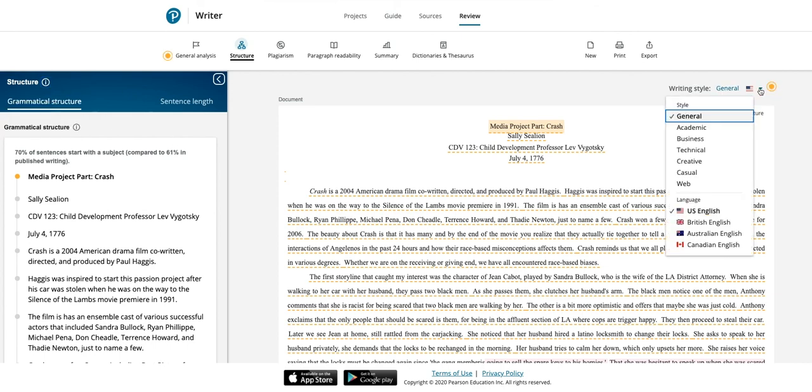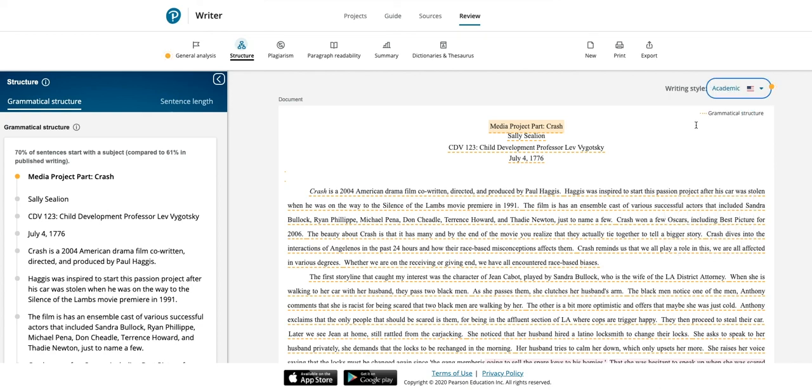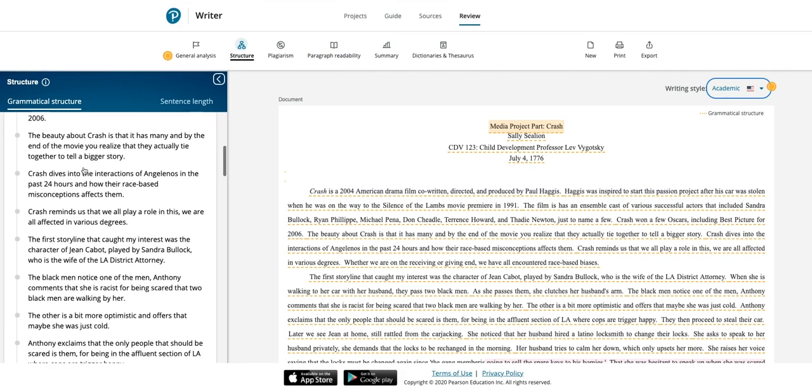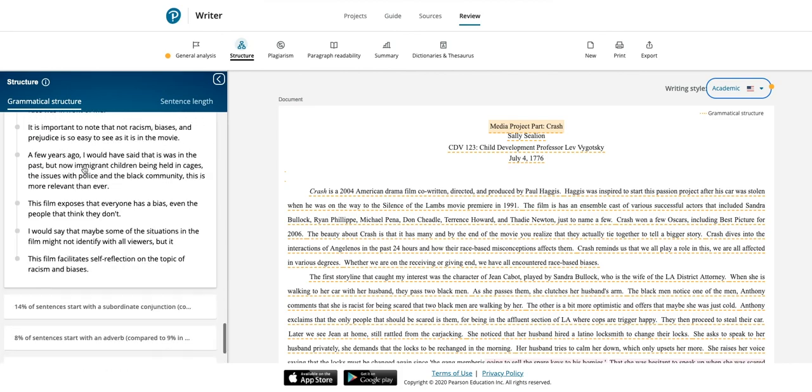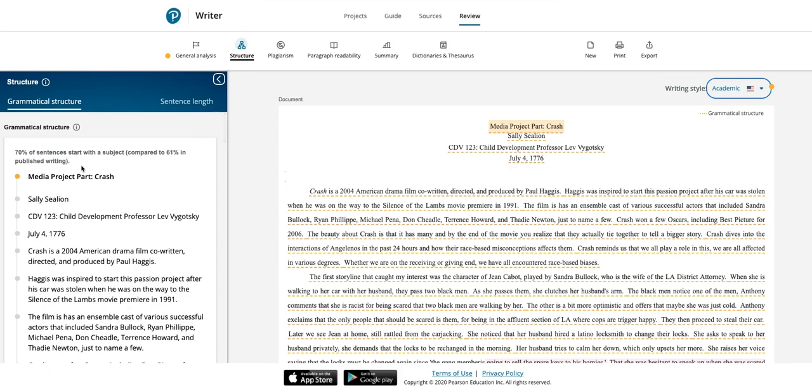Well, I could potentially choose different languages, but what I definitely can do is change from general to academic. To be honest, it's not going to make a huge difference for many or maybe even most of the papers that you're writing for this class, but it's not a bad idea, I suppose, to change it to academic. It might help identify some things. So under the grammatical structure, it's not giving us lots and lots of things that we click on to change. It's just identifying the structure of our sentences and our writing.